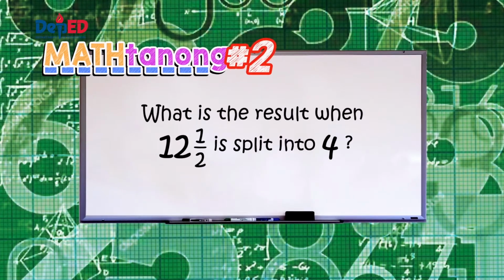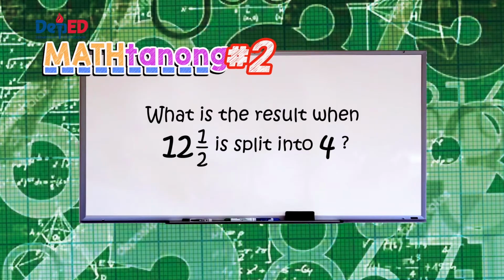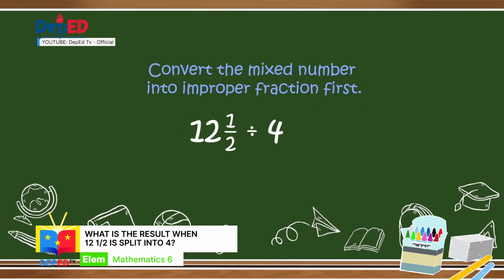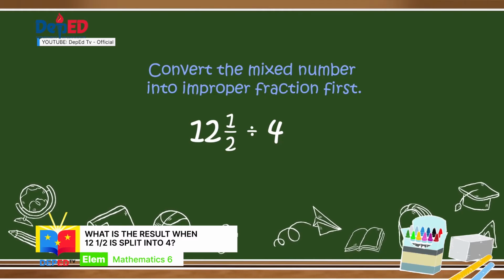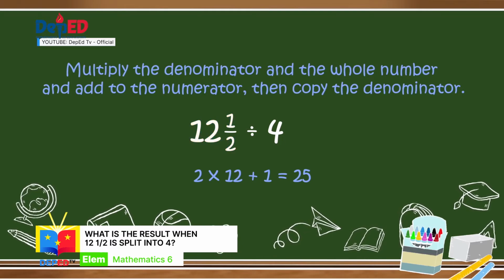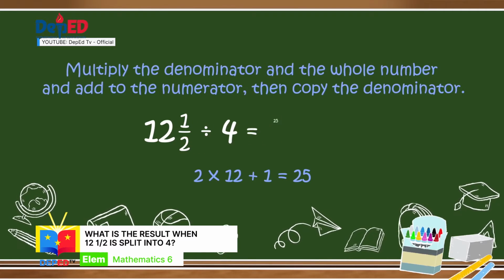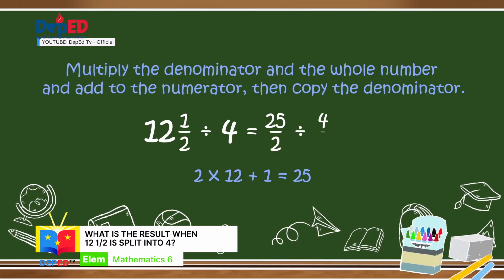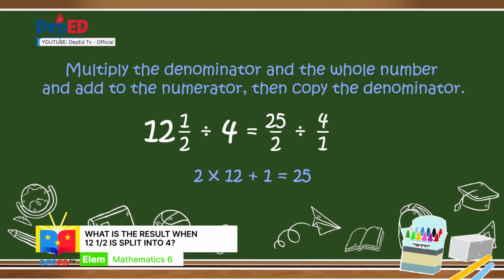Matanong number 2. What is the result when 12 1/2 split into 4? The word split means divide. To get the result, 12 1/2 divided by 4. First, change 12 1/2 to improper fraction. In changing mixed number into improper fraction, multiply the denominator by the whole number and add to the numerator. 2 times 12 plus 1 equals 25. Copy the denominator. We have 25/2. Also, since the divisor is a whole number, use 1 as the denominator. So we have 25/2 divided by 4 over 1.